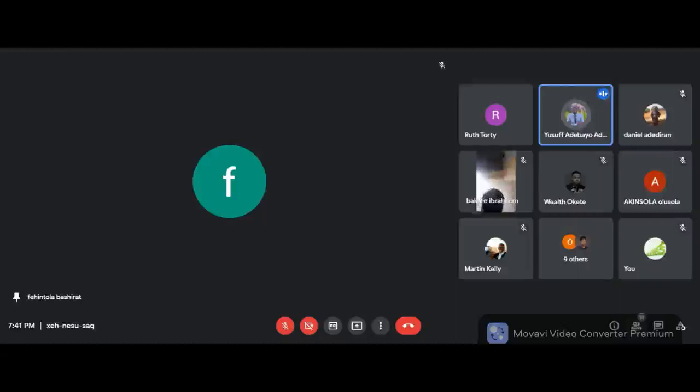So I'll be talking about writing grant proposals, especially the winning one. There's no specification regarding the grant that we are talking about, but I'll give a general and broad overview of how to write a winning grant proposal.